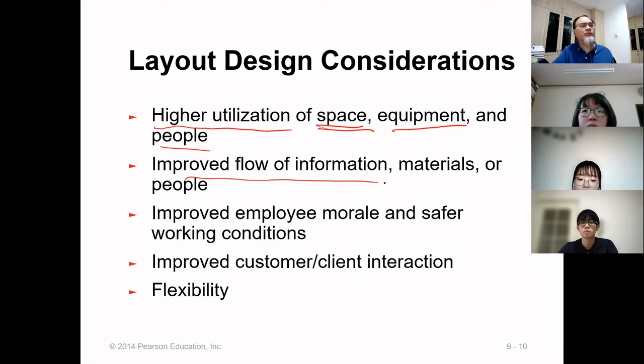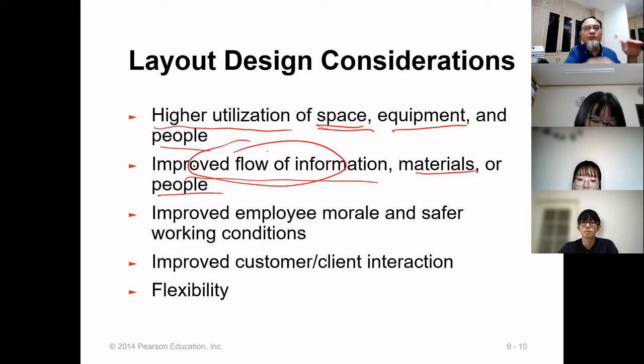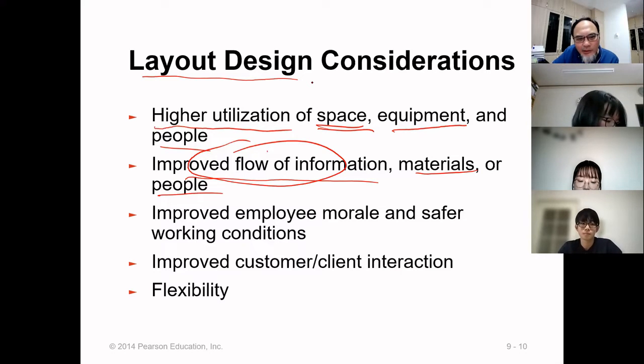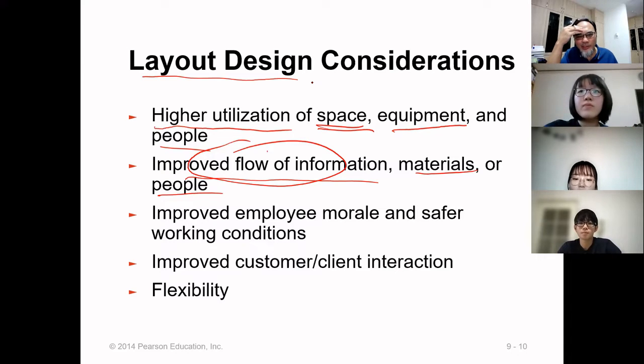So manager go to the production line. If I'm a manager, I go to the production line. I can see the flow of materials and people. So this is the information. I immediately see the information. If you go to the factory and everything is blocking, you cannot see the flow. You will understand this when you go to a factory. If you don't go to a factory, you won't be able to understand this.